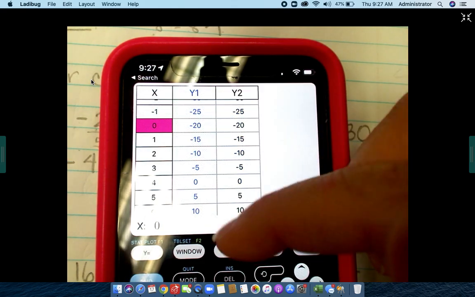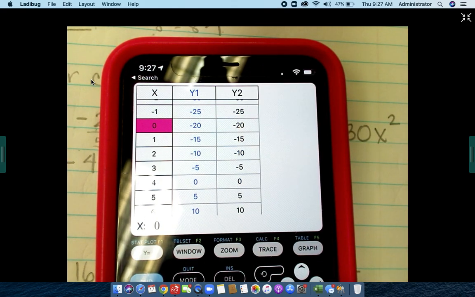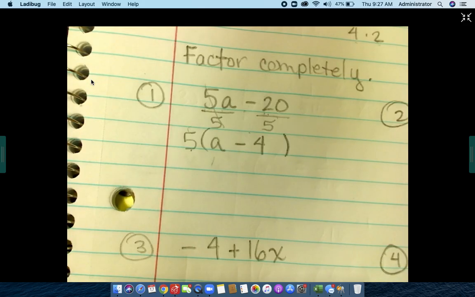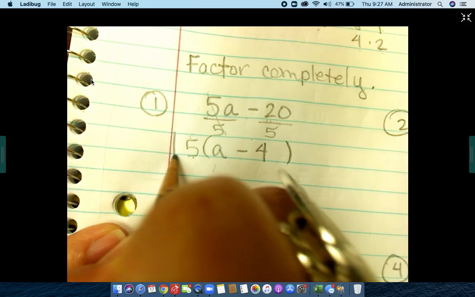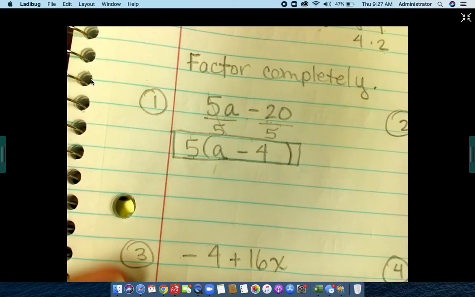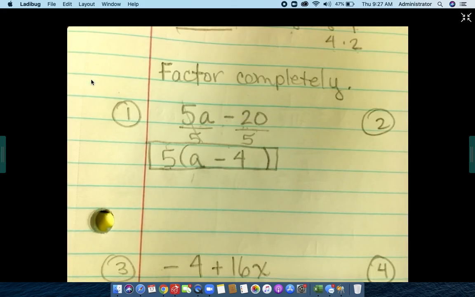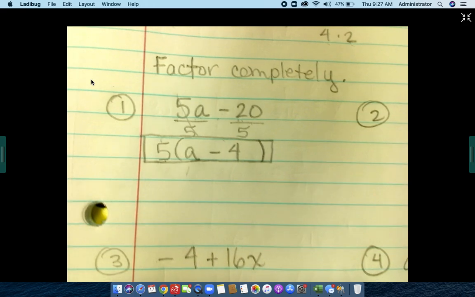And you can see that all my Y1 and Y2 values match. All right? So that's the answer. However, some students have difficulty with factoring this. So I'm going to show you an alternative method if you're like, I didn't understand that.